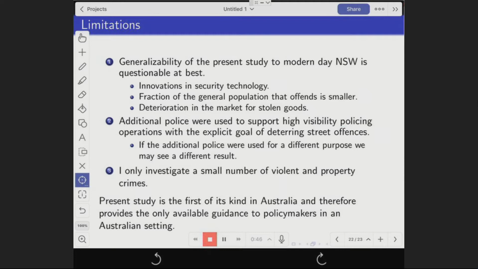That said, the study's still pretty cool. It's the first of its kind in Australia, and therefore provides the only guidance to policymakers in an Australian setting, and that's it.